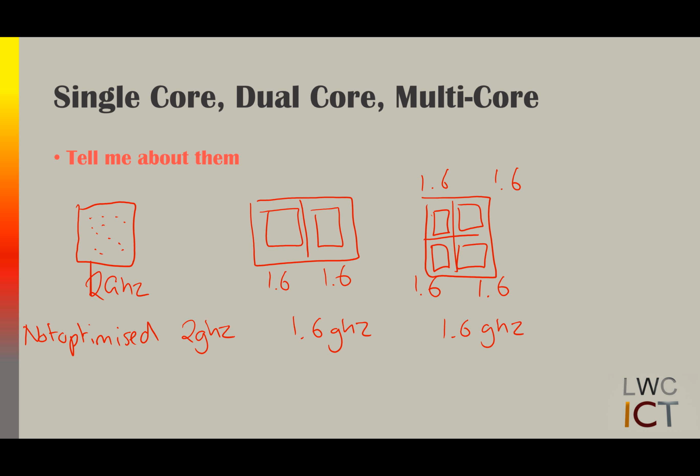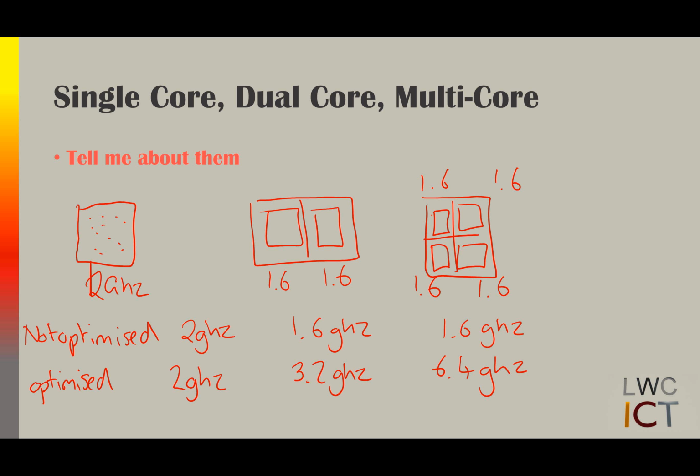If it is optimized though, if they've designed it to take into account all these different cores, the single one will still run at 2 gigahertz. The dual one can run at up to 3.2 gigahertz. And the quad core one will run at up to 6.4 gigahertz. Now, it wouldn't always be more than 3 times the speed, but theoretically, that is what it could run up to if the program was designed to take all that into account.